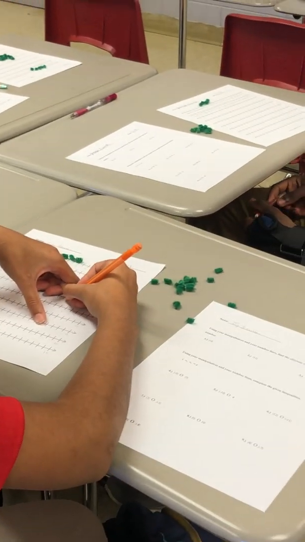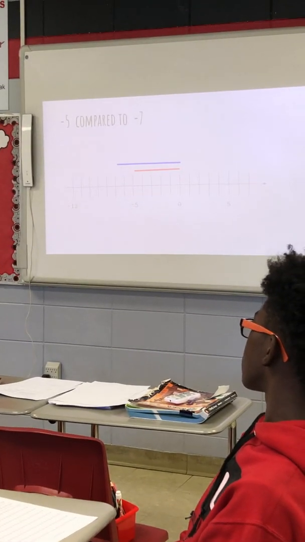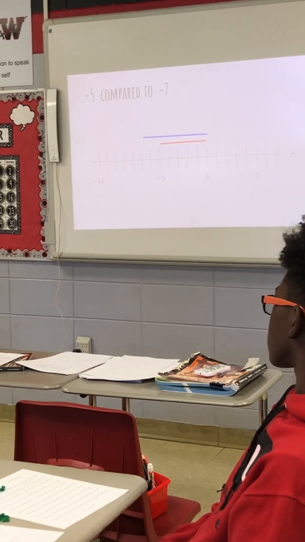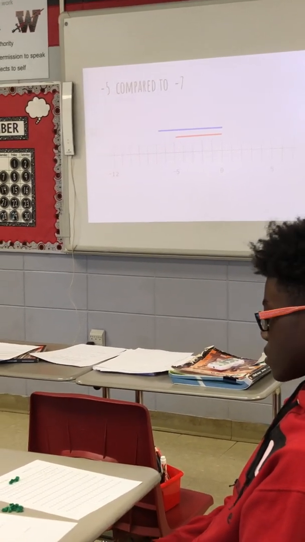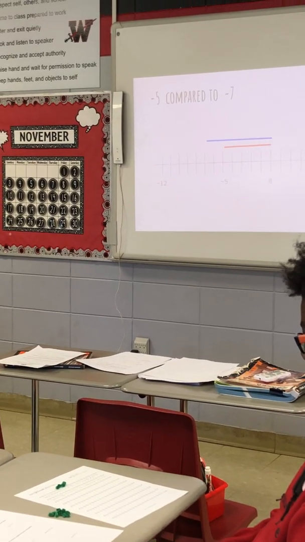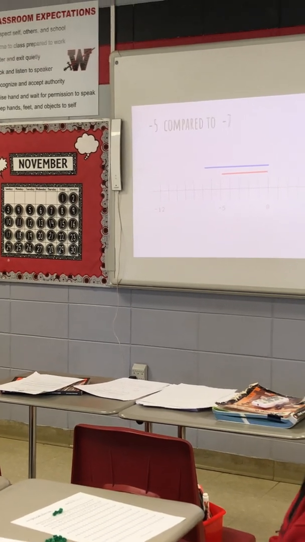Then we would find the absolute value of negative 7. Put a green tile on negative 7 and then put one for every space until you get to 0. Count your manipulatives and that will tell you that the absolute value is 7. Now we can look right here and see which one's greater. The absolute value of what number? 7. Of negative 7.